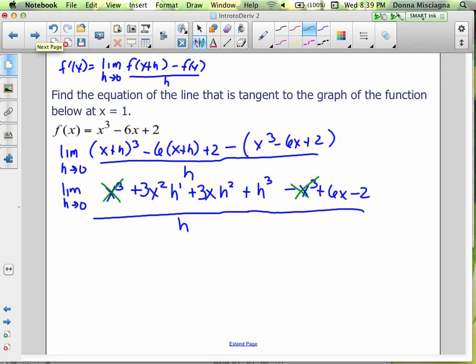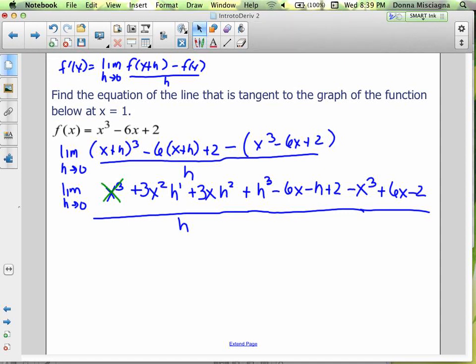Oh my goodness. Who did we forget to write? So focused on teaching how to cube, we can't forget him. Minus 6x minus h plus 2. Almost forgot him. Just focused on the cube part. Although I did remember the other half here. Minus x cubed plus 6x minus 2. All right, everyone see, I just forgot to put him down until I stepped back and looked and said, hey, we're missing somebody. We're missing this part there.